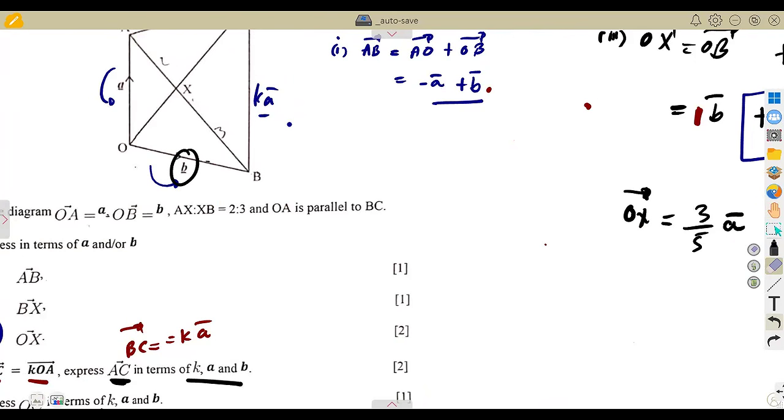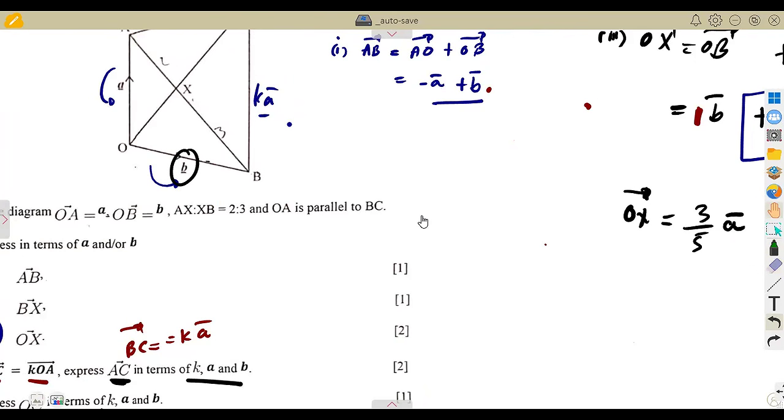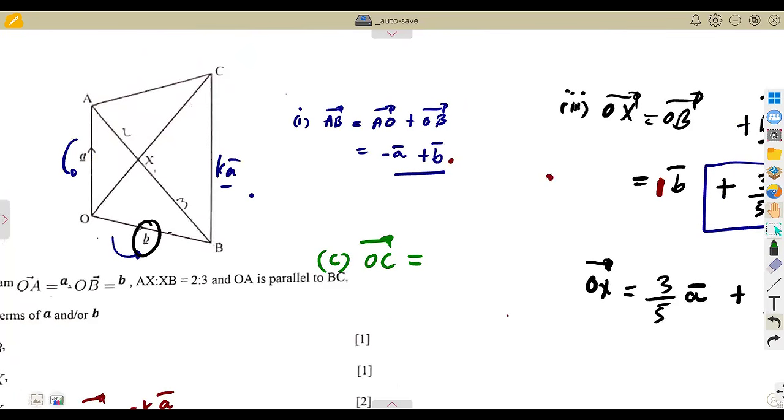All right, so this is item C. How can we find OC? In terms of K, for us to have vector OC, we must include vector BC because it is the one that consists of K. So that's OB plus BC. Just like that, so that's our vector OC.